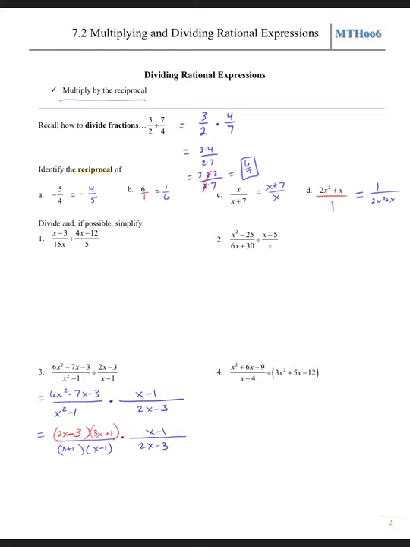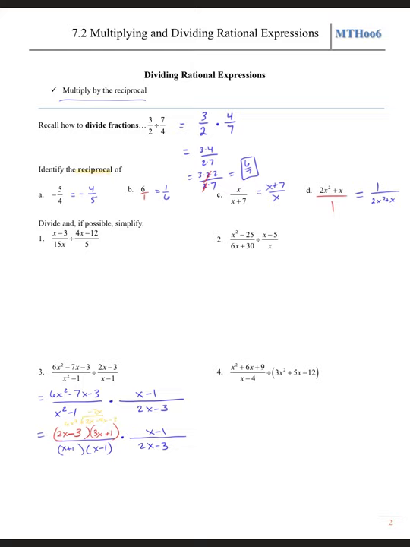2x times 3x is going to be 6x squared. 2x times 1 is 2x. Negative 3 times 3x is negative 9x. Negative 3 times 1 is negative 3. And we know 2x and negative 9x is negative 7x. And now you can see that this is the same thing that we're going for. So these would be our two factors that we need here.